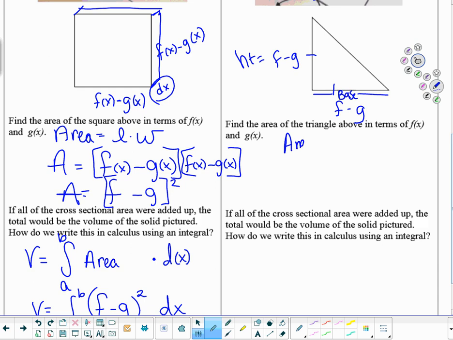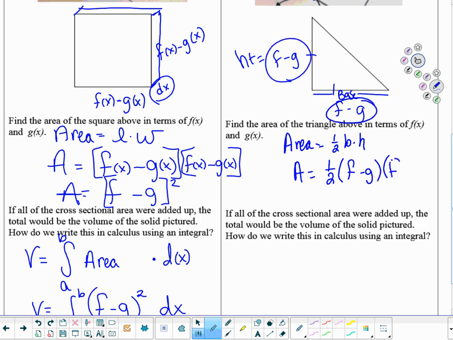We know the area statement for a triangle is 1/2 base times height. So area equals 1/2. My base was f minus g, and my height is f minus g. Well, that's awful like the square. And matter of fact, if I completed this, it's a square, isn't it? But we have half of a square.